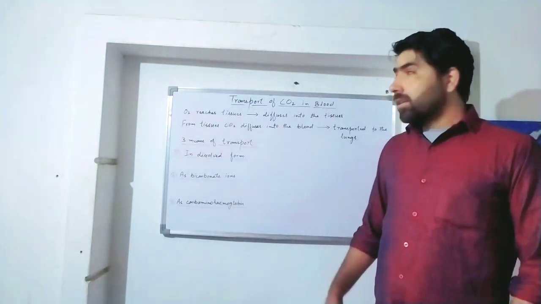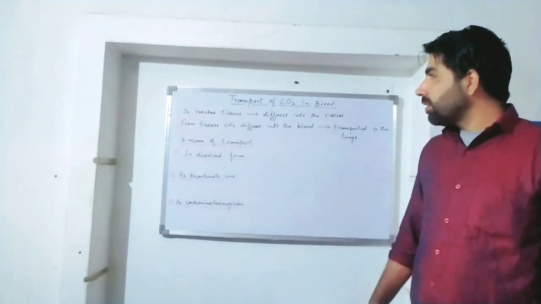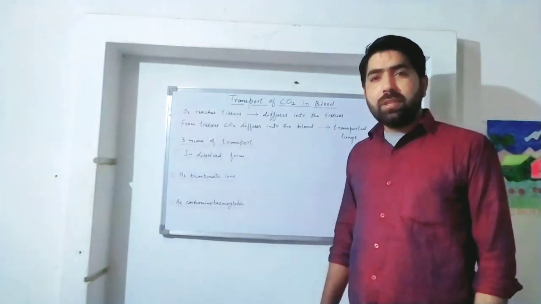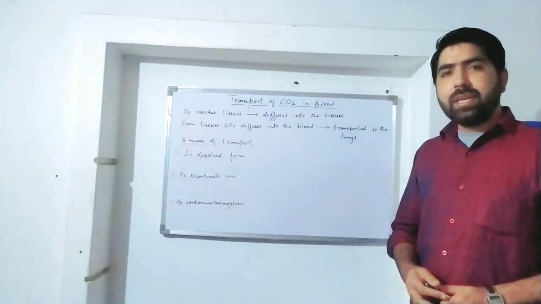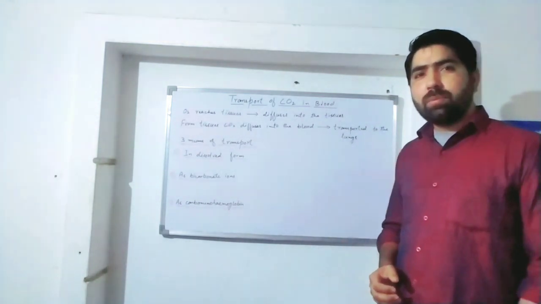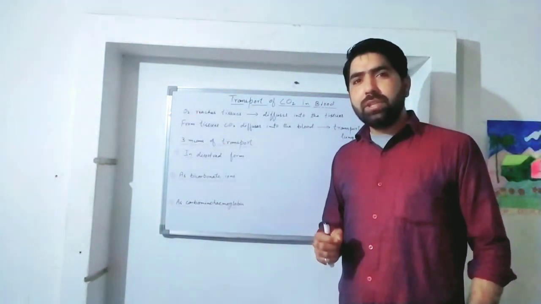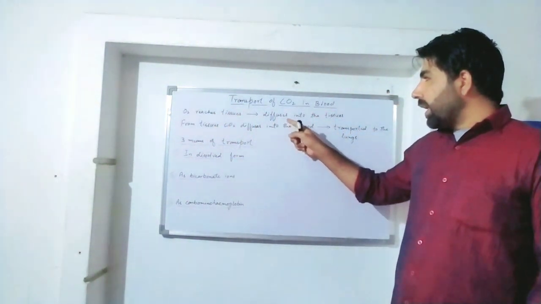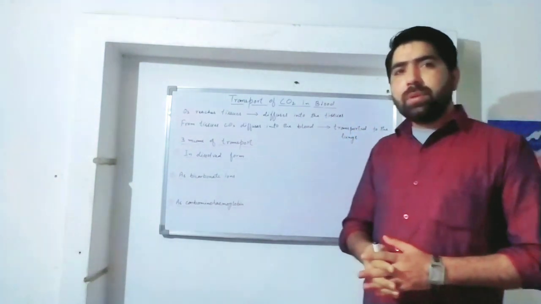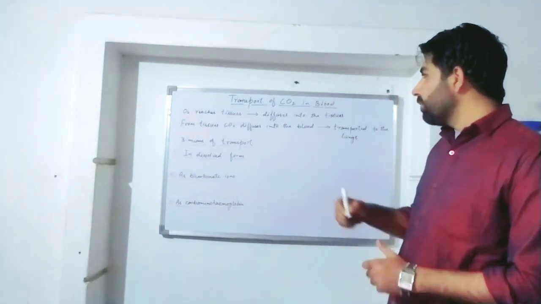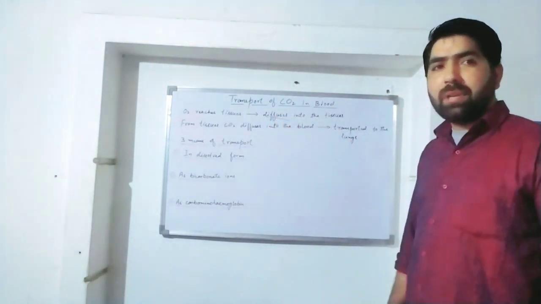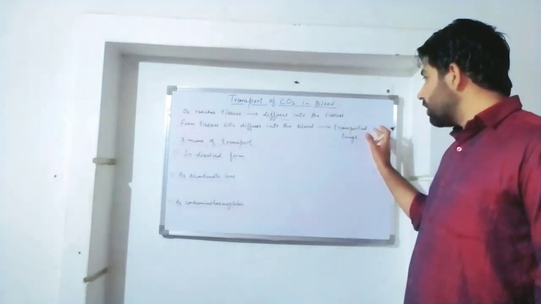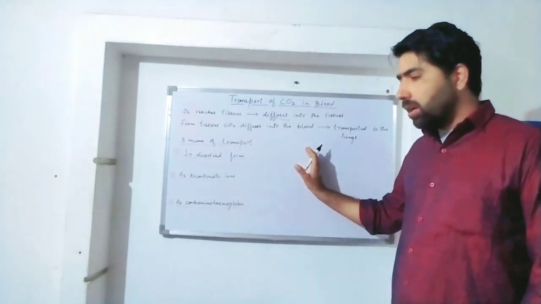So today we will learn about the transport of carbon dioxide in the blood. As we know, carbon dioxide is produced in the tissues, and from the lungs or from the air, oxygen reaches every part of the body, or we can say every tissue of the body. First of all, the oxygen reaches the tissues and diffuses into them. The process of diffusion takes place through the capillaries. Here, the diffusion process involves the capillaries also. And from tissues, carbon dioxide diffuses into the blood and is transported to the lungs for expelling out.